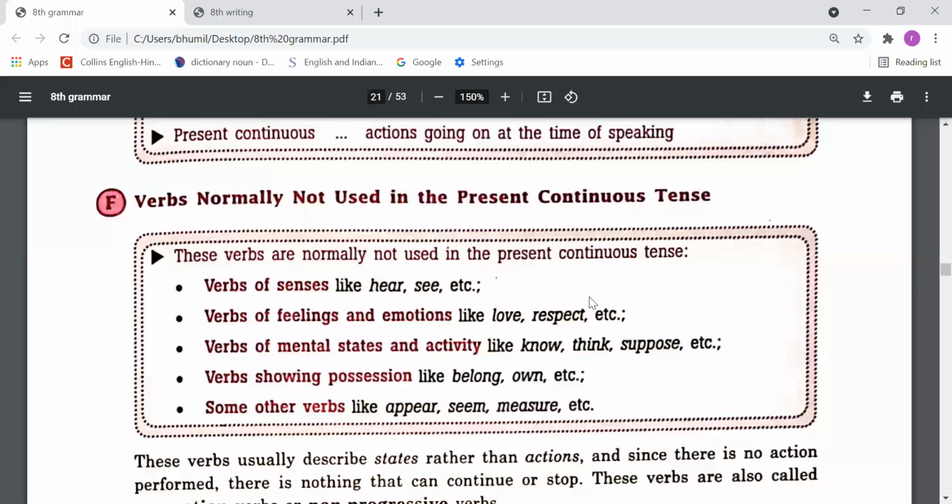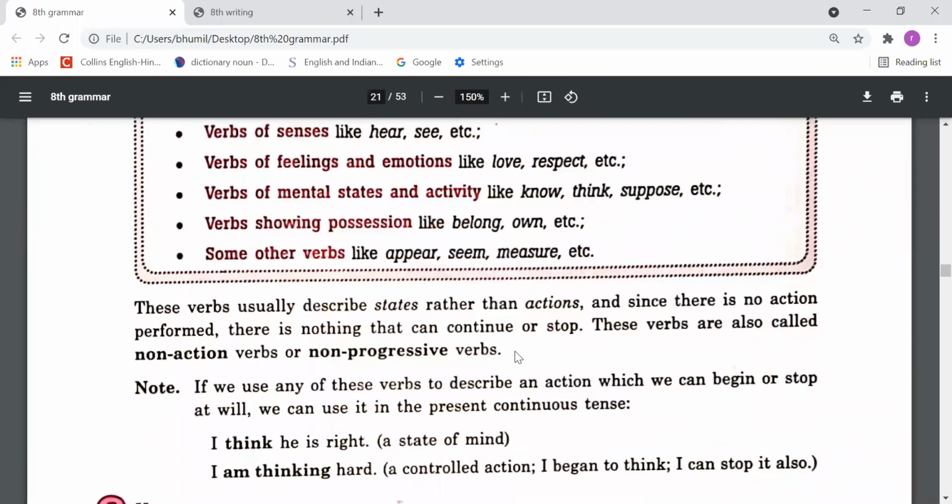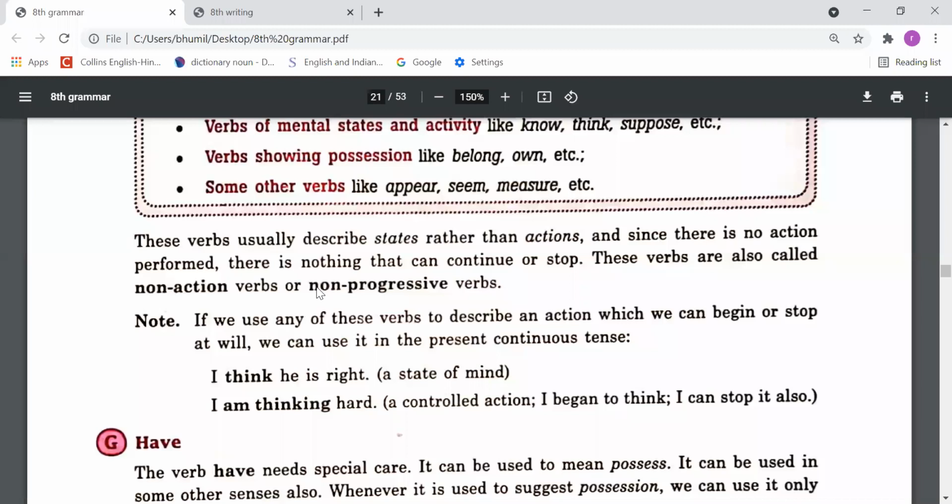Why are these verbs not used in present continuous tense? Reasons are written here. These verbs are like hear, see, love, like, respect, know, think, suppose, belong, own, appear, seem, measure. So these verbs are not used in any continuous tense. Why can't we use these verbs? Let's understand this. These verbs usually describe states rather than actions, and since there is no action performed, there is nothing that can continue or stop. These verbs are also called non-action verbs or non-progressive verbs. If we use any of these verbs to describe an action which we can begin and stop at will, we can use it in the present continuous tense. I think it is the right state of mind. I am thinking hard: a controlled action, I begin to think and I can stop it also.